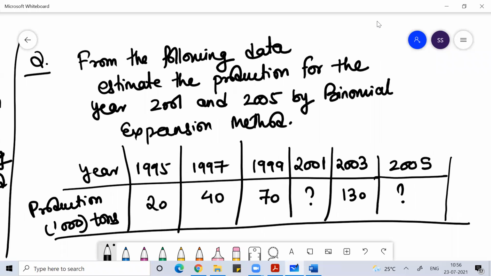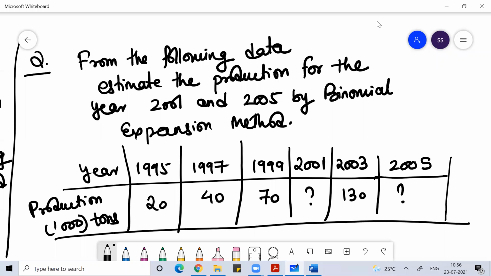Okay, so guys, whenever we are trying to solve the problem by a binomial expansion method, we assume a few things. Like the independent variable, which is given here in the form of dates, years, should have a common difference. That is one of the assumptions we follow in the binomial expansion method. The value of x for which the value of y is to be interpolated must be one of the values of x.